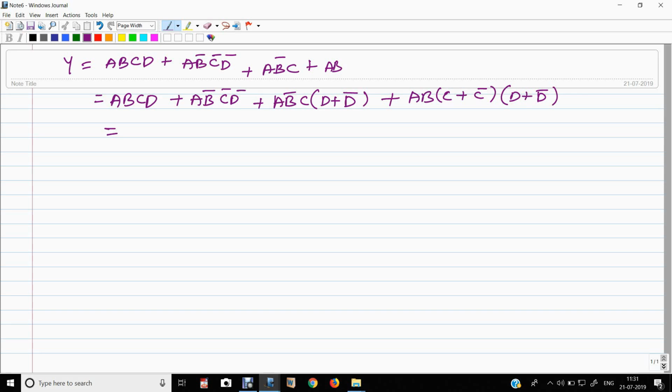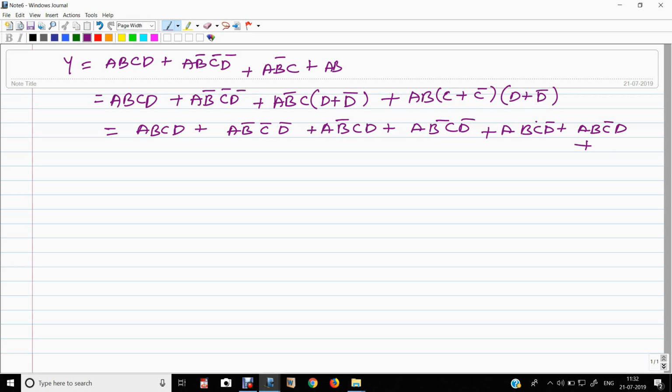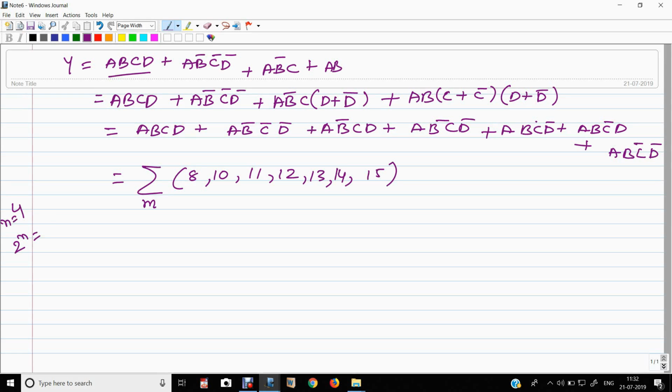So ultimately the expression will be a b c d plus a b bar c bar d bar plus a b bar C D plus A B bar C D bar plus A B C D bar plus A B C bar D plus A B C bar D bar. Okay, so if we take the min term expression, this will be 8, 10, 11, 12, 13, 14, 15. Number of variables are 4. So n equals to 4, 2 to the power 4 equals to 16. So number of squares will be 16.